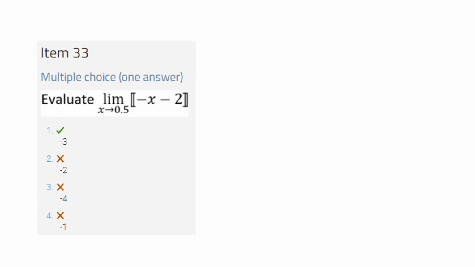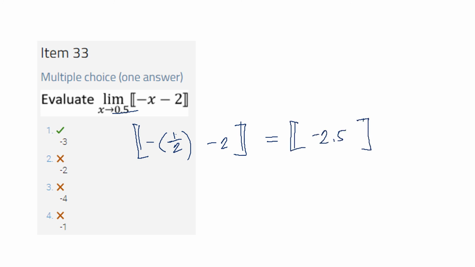Evaluate the limit of the greatest integer of negative x minus 2, as x approaches negative 0.5. So negative of 1/2 minus 2 is equal to the greatest integer of negative 2.5. So ito, negative 2.5. Then, pinakamalapit sa kanya, less than sa kanya, ay negative 3.